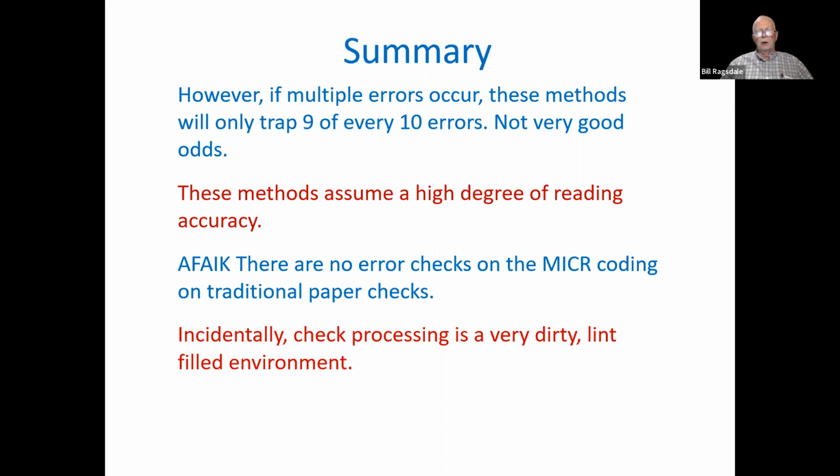And as far as I know, there are no error checks on the encoding on traditional paper checks. That's called MICR. It's the magnetic numbers at the bottom of the check. They use an optical coding and a magnetic coding. Originally, it was a magnetic ink. I believe they've gotten away from the magnetic ink now, and they use a black ink because the reading is all done optical scanning. But there is no error check on checks, and that's why my check had an error on it and was returned NSF.